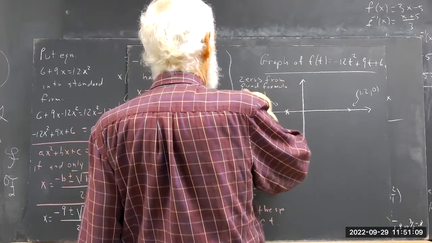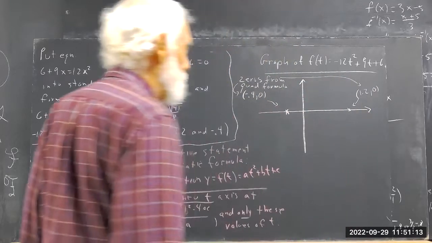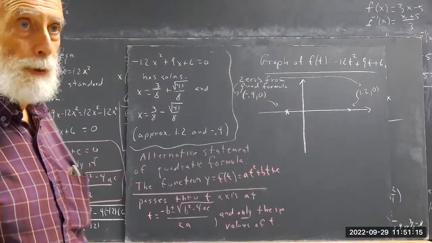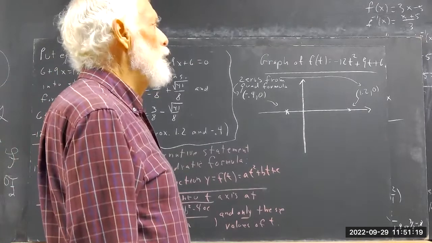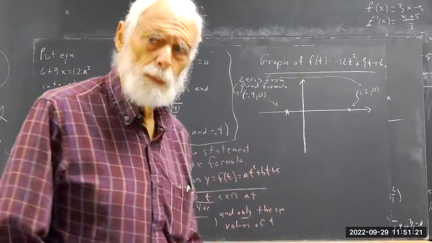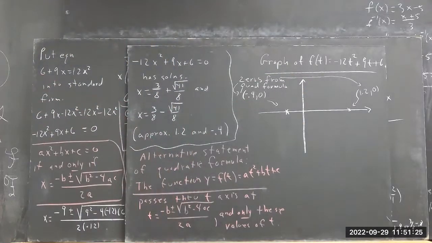From the quadratic formula here and here. And now, what's probably the easiest point to find on this graph? What would I substitute for t? Find the easiest possible point.